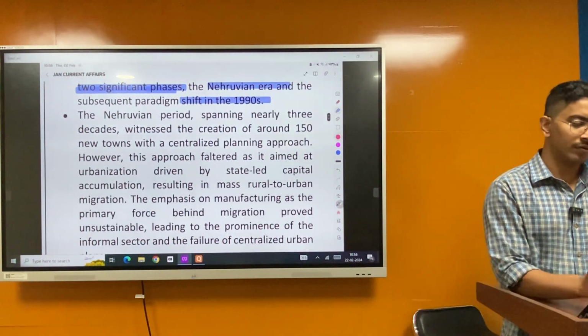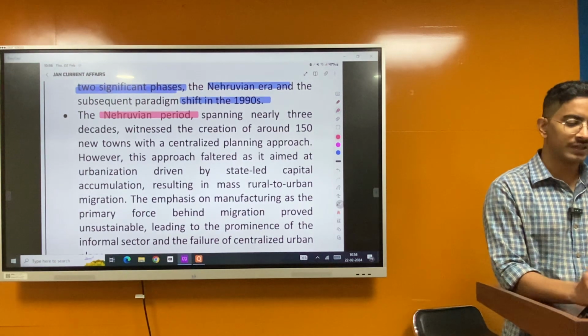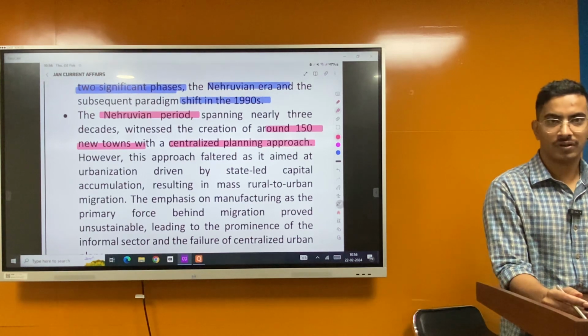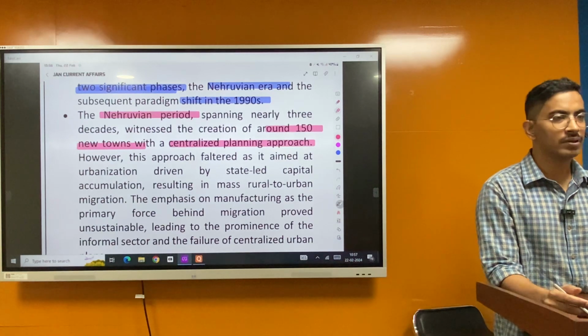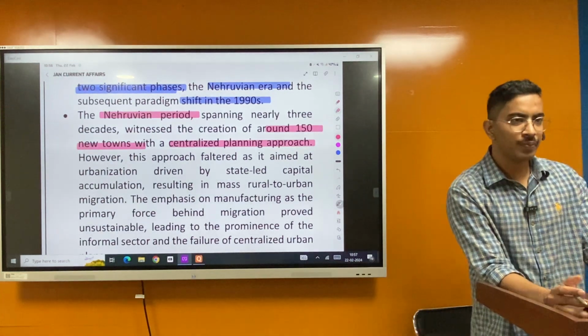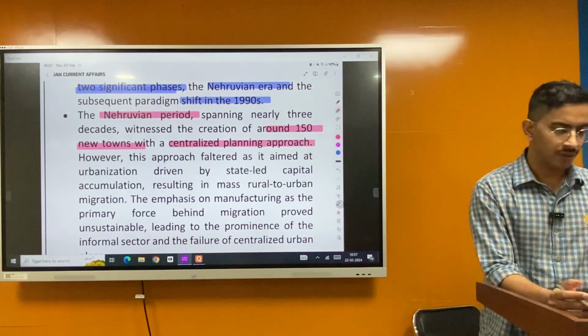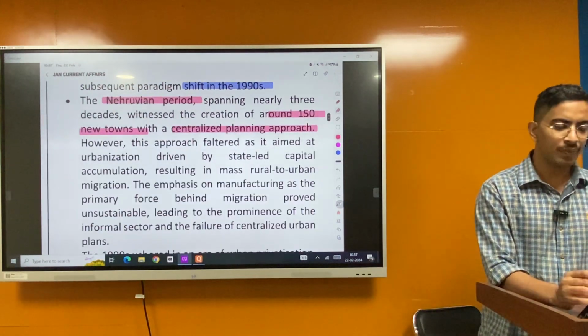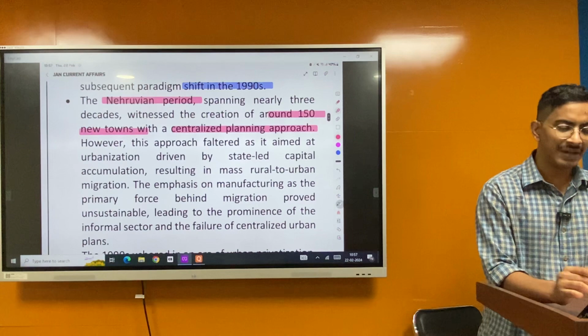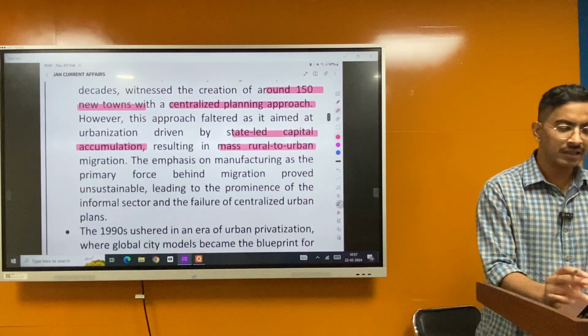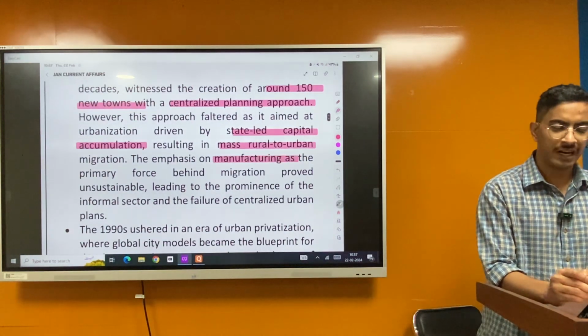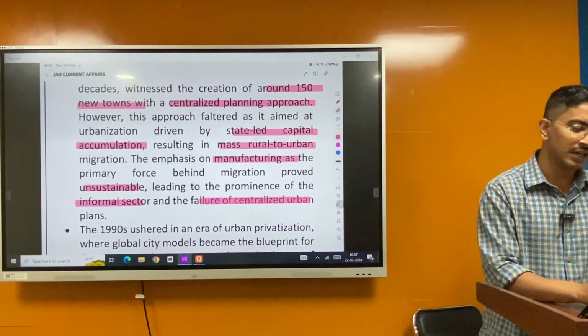What happened in the Nehruvian period, spanning nearly 3 decades, witnessed the creation of around 150 new towns with a centralized planning approach. So he believed in socialism, right? Kind of command economy, but it was not pure command economy because private players were there. However, this approach faltered as it aimed at urbanization driven by state-led capital accumulation, resulting in mass rural to urban migration. The emphasis on manufacturing as the primary force behind migration proved unsustainable, leading to prominence of the informal sector and failure of centralized urban planning.